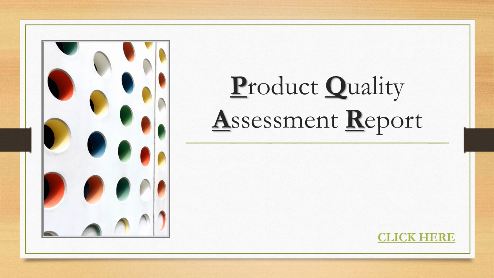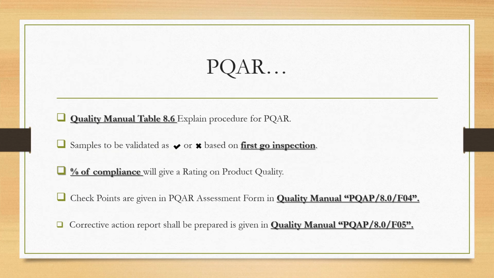Product Quality Assessment Report (PQAR). It measures the work against workmanship standards and specifications, and using a sampling approach, a quality rating will be given to the whole area. We have planned to conduct PQAR assessment at our sites flat-wise or block-wise. The procedure to conduct the PQAR is given in our quality manual, table 8.6. The sample will be validated as OK or not OK based on the first-go inspection. The percentage of compliance in first-go inspection will give a rating on product quality.